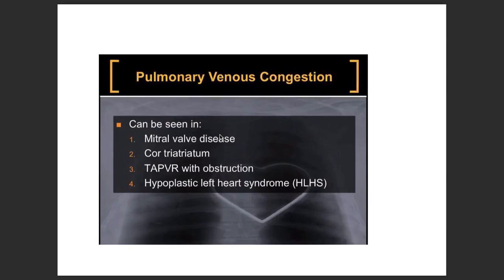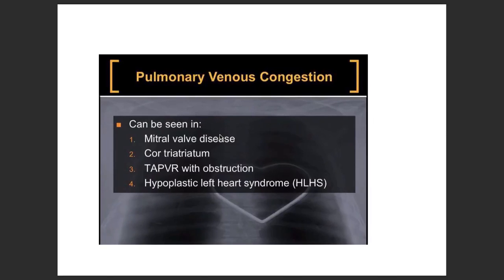Then comes the pulmonary venous congestion. It is a common thing, a lot of times, especially in the emergency, a patient is going to come with pulmonary venous congestion. So where do you see it? We already showed you some of the examples, like mitral valve disease, cor triatriatum. So this is more of a tongue twister word, huh? And TAPVR with obstruction, otherwise also hypoplastic left heart syndrome, you can see.